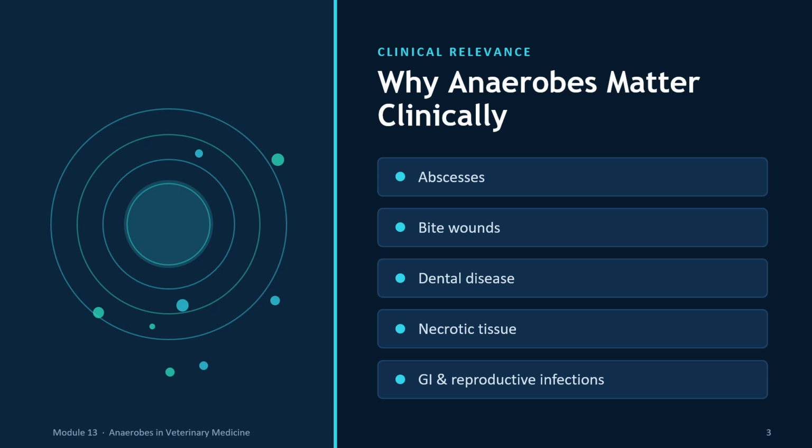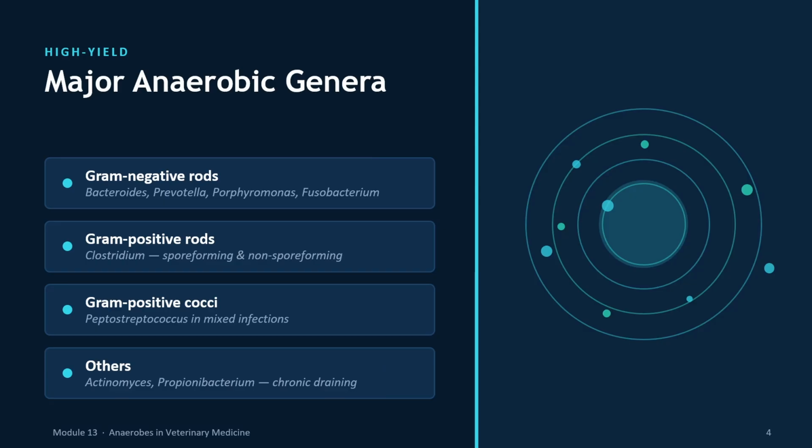Anaerobes are the primary drivers of abscess formation. If you see pus, think anaerobes. They dominate bite wounds, especially cat bites, because the oral cavity is full of anaerobic flora. They're central players in dental disease, periodontal pockets, and deep oral infections. They thrive in necrotic tissue, devitalized wounds, and ischemic areas, and they're major contributors to GI and reproductive infections across species.